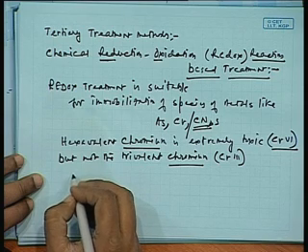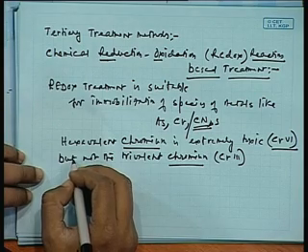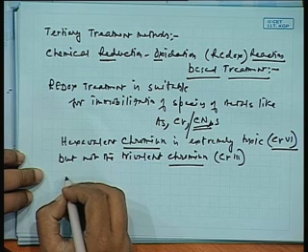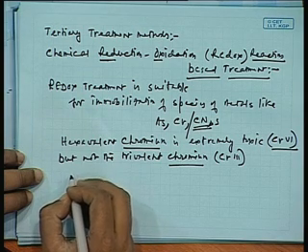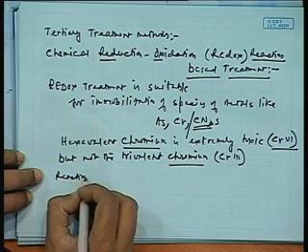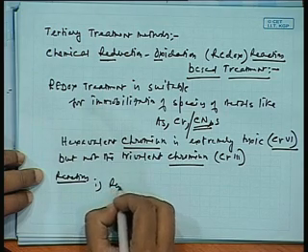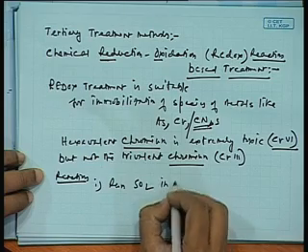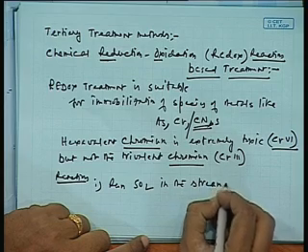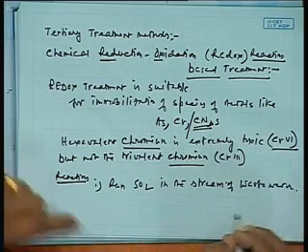So chromium is a very highly usable material, but what we generally try to do is reduce the hexavalent chromium into trivalent chromium. So what we generally do is run sulfur dioxide, SO2, in a controlled manner in the stream of wastewater. The reactions are as follows.